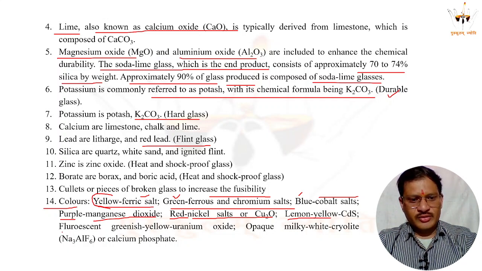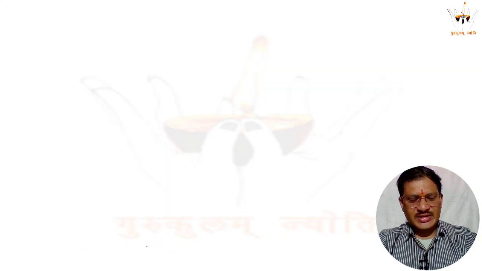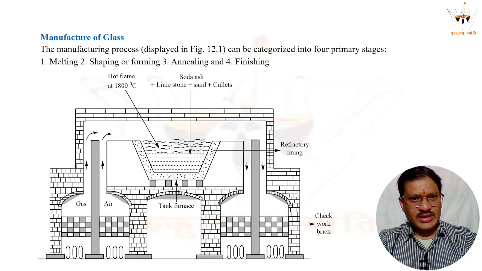If our requirement of the glass is fluorescent greenish yellow, we need to add uranium oxide. If you want opaque milky white, cryolite is required to add on it, or calcium phosphate. These are some ingredients which are used to prepare the glass. Now, how to manufacture glass?